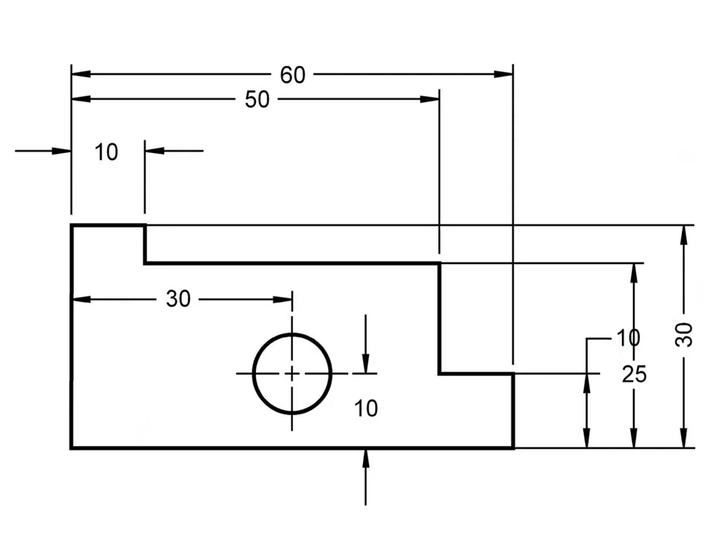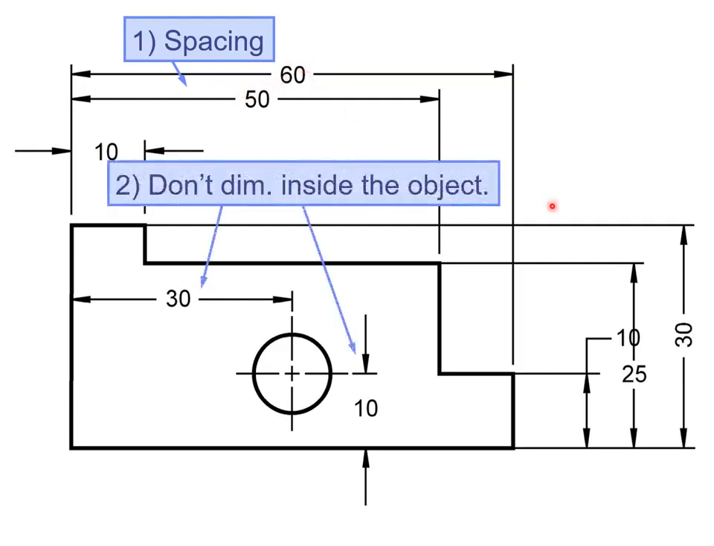Okay, let's review our mistakes. So the first mistake was spacing. Okay, so these are just too tight together. So we need to space them out further. We don't want it to look crowded. Also, another mistake that we saw is we try and avoid placing dimensions inside the object. We place them outside the object unless we don't have a choice where it's just too crowded on the outside with dimensions. Then it will be acceptable to place them inside. But in this case, we have room outside to move them.